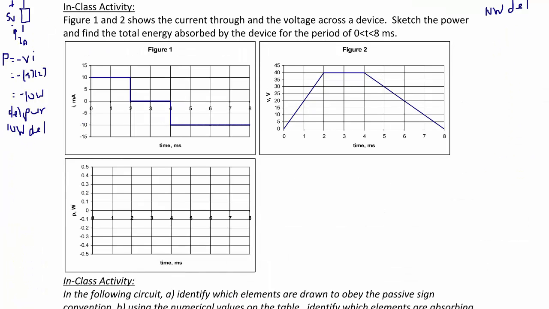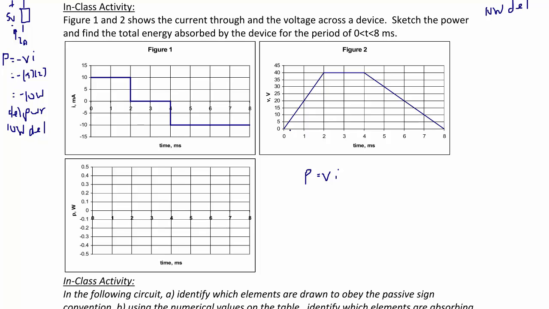Figures 1 and 2 show the current through and the voltage across a basic circuit element. Sketch the power and find the total energy absorbed by the device for the period of 0 to 8 milliseconds. So remember, the equation that we have is that P is equal to V times I. So what we want to do is to multiply these two waveforms together.